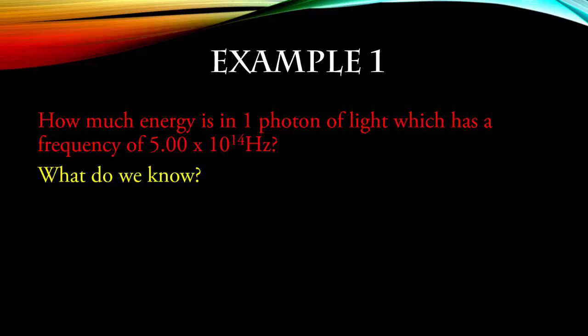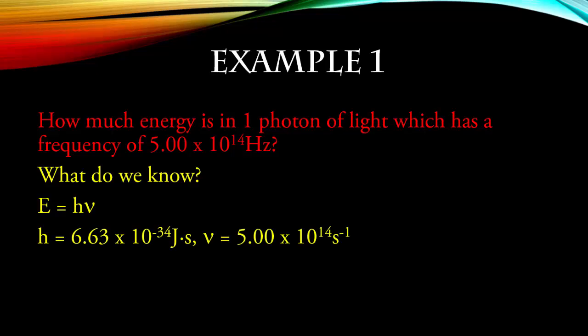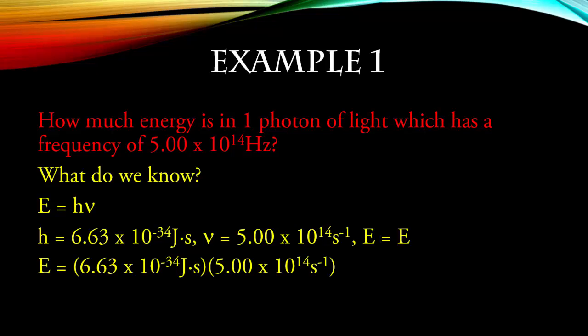What's the energy? Well, once again, what do we know? We know that energy equals h nu. h is Planck's constant, so it's a given value. The frequency stated above is 5 times 10 to the 14th hertz, or per second, and E equals E. Plug everything into the equation, and you get 3.32 times 10 to the minus 19th joules per photon.